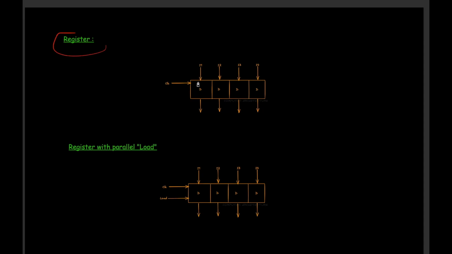The output of the D flip-flop changes according to the input of the D flip-flop whenever the clock transition occurs. First of all, the register is a group of D flip-flops, an array of D flip-flops.